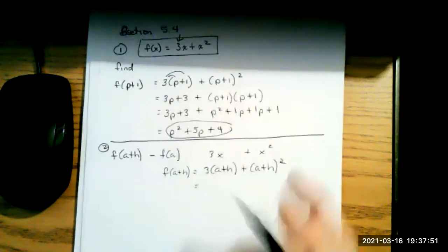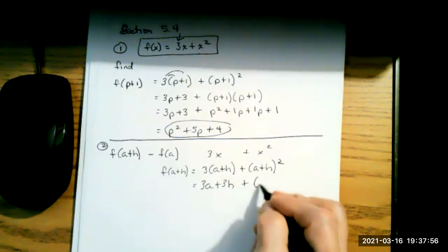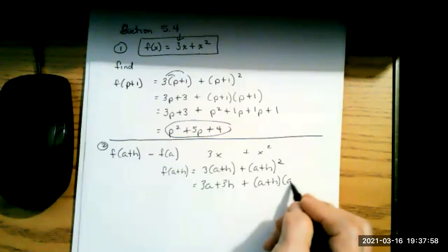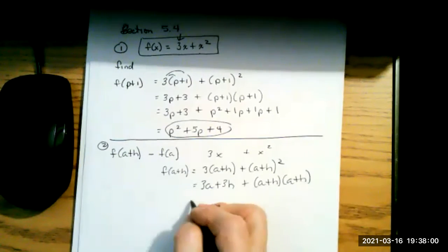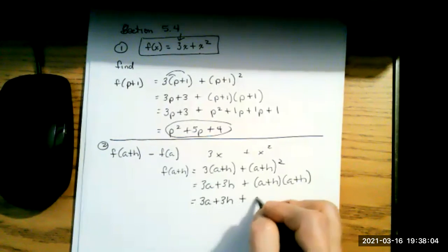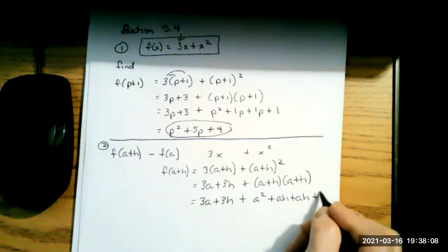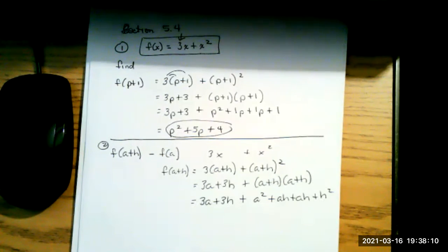Okay. So that's 3a plus 3h plus a plus h times a plus h, which is 3a plus 3h plus a squared, h squared. And that's first, outer, inner, last.